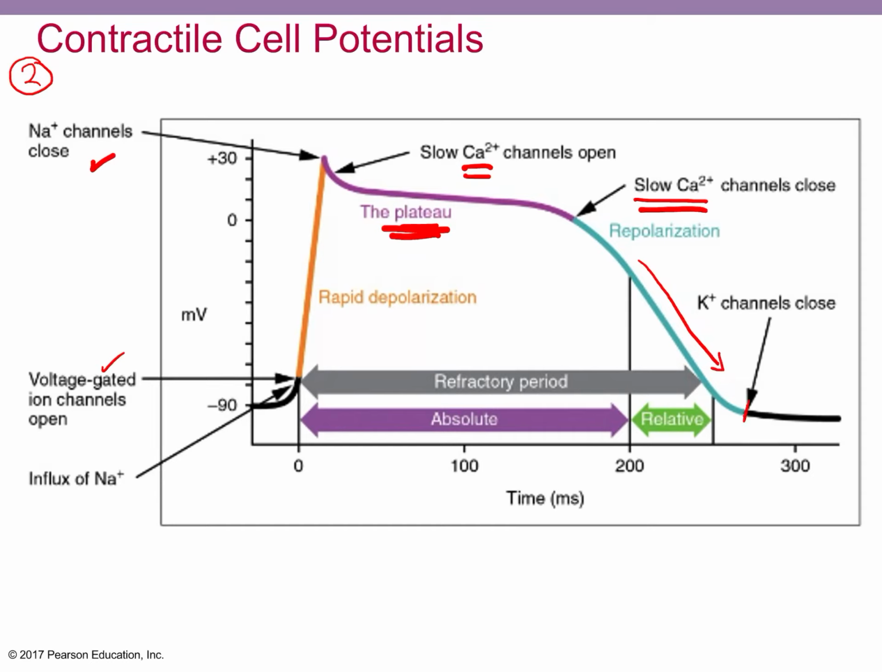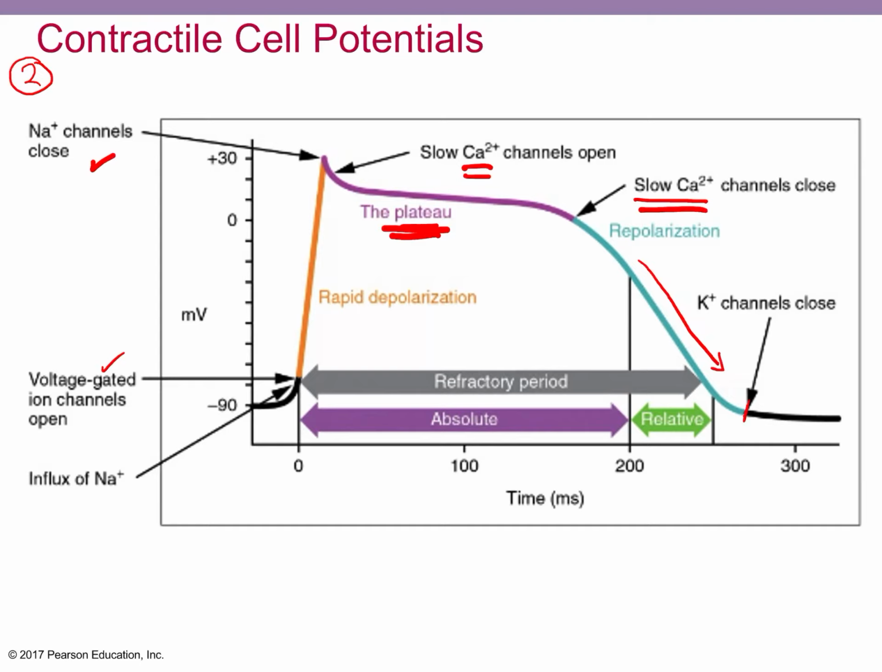And then when the potassium channels close, we reach resting again until another action potential comes. So that's basically it for the contractile cells. Okay, so we have this long plateau necessary to keep our heart pumping efficiently and not to have too many heartbeats at one time. And it is the calcium channels that open slowly and close slowly that maintain this plateau.